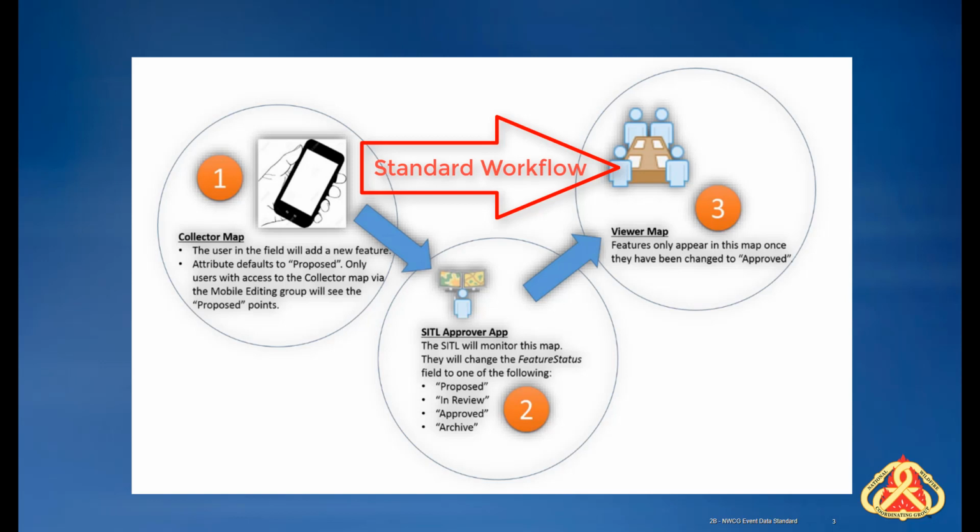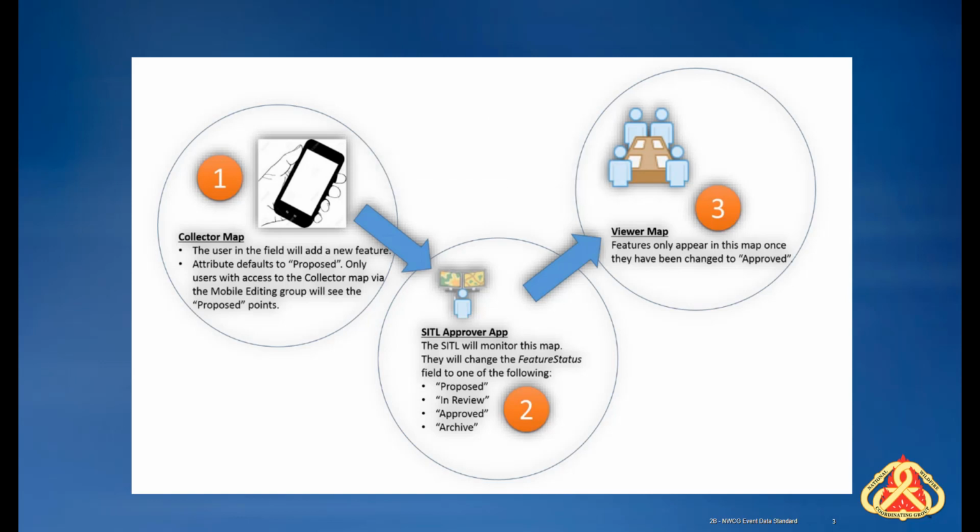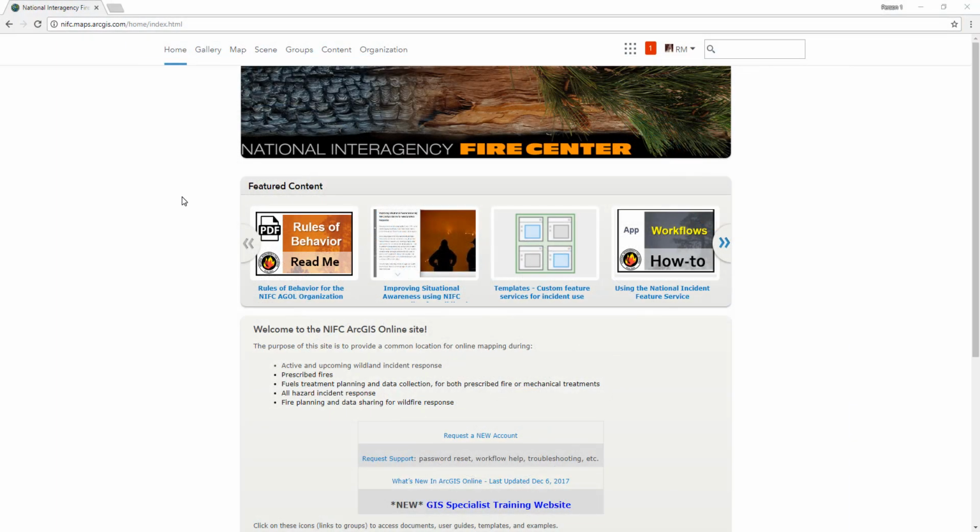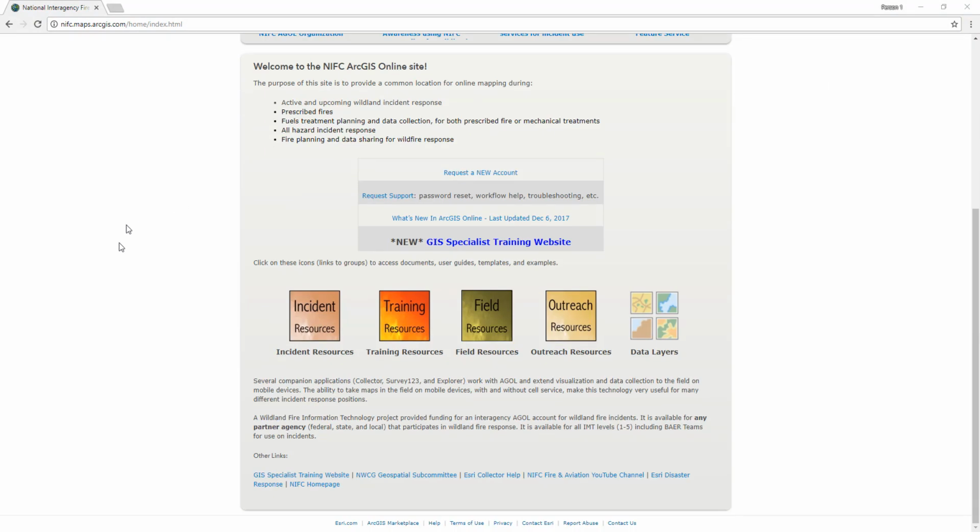This workflow requires a designated approver, usually the situation unit leader, to approve each new feature before it will display in the viewer map. We'll now walk through creating these three components in ArcGIS Online. We'll begin the demonstration on the NIFC.org homepage. All the templates that we need are in the Incident Resources group linked to here.